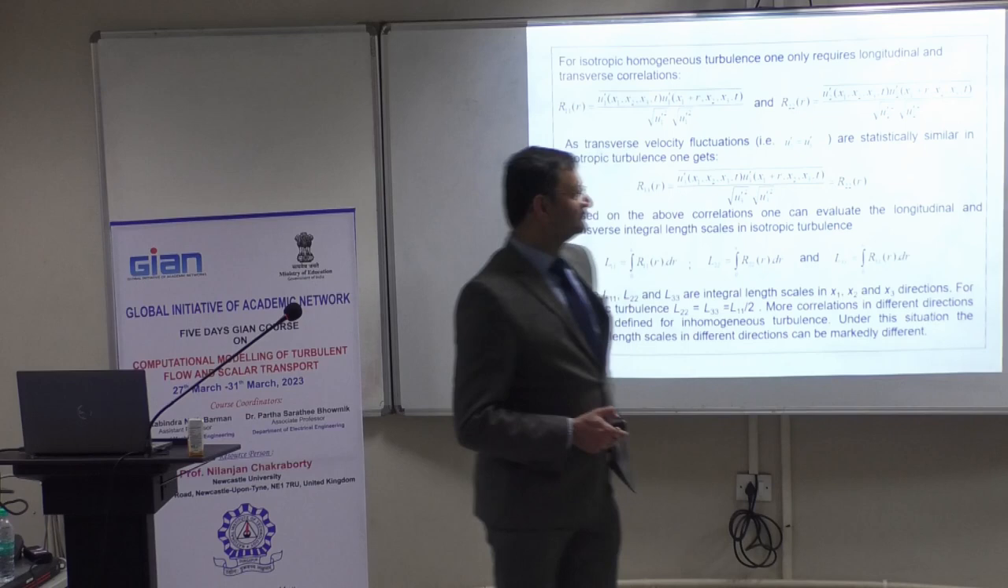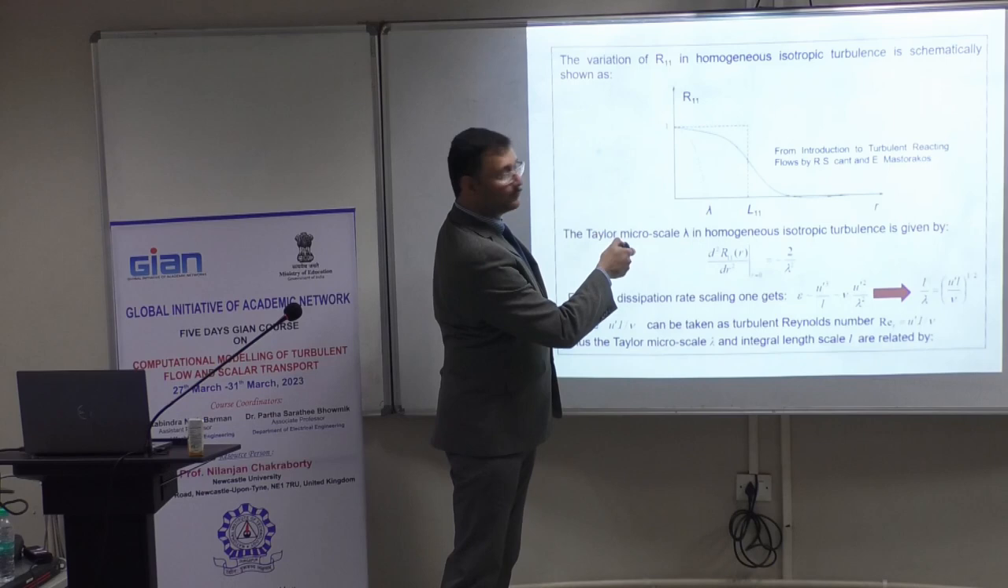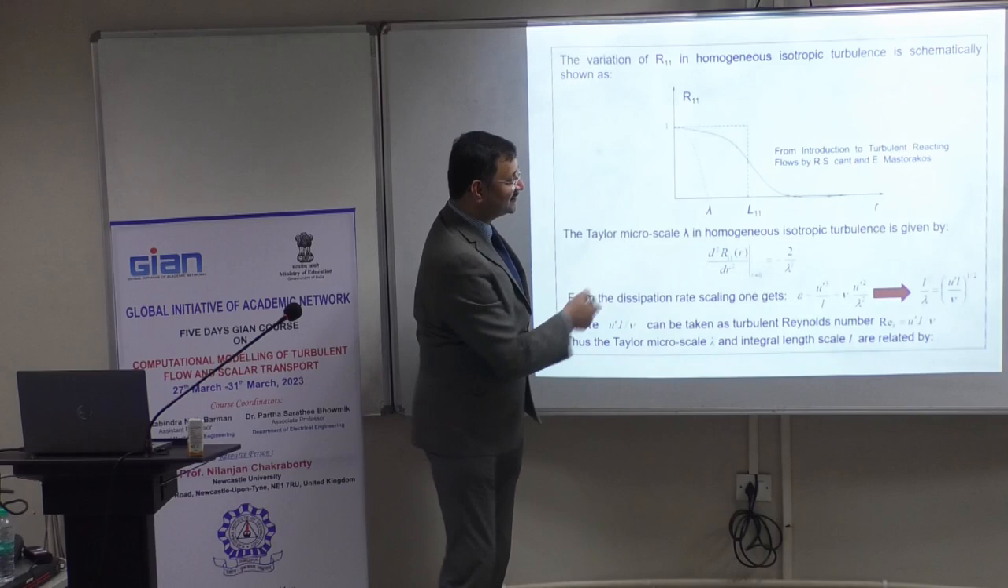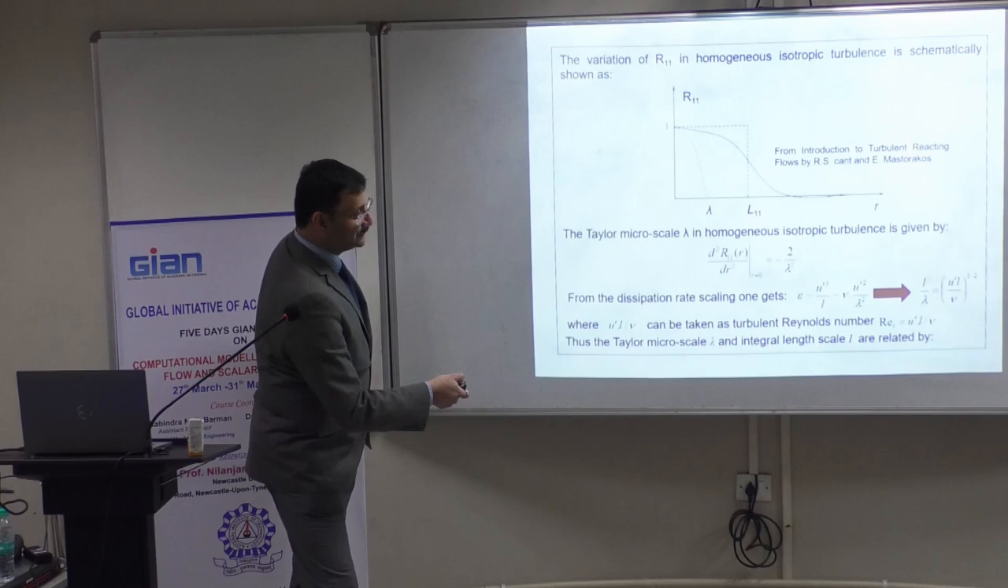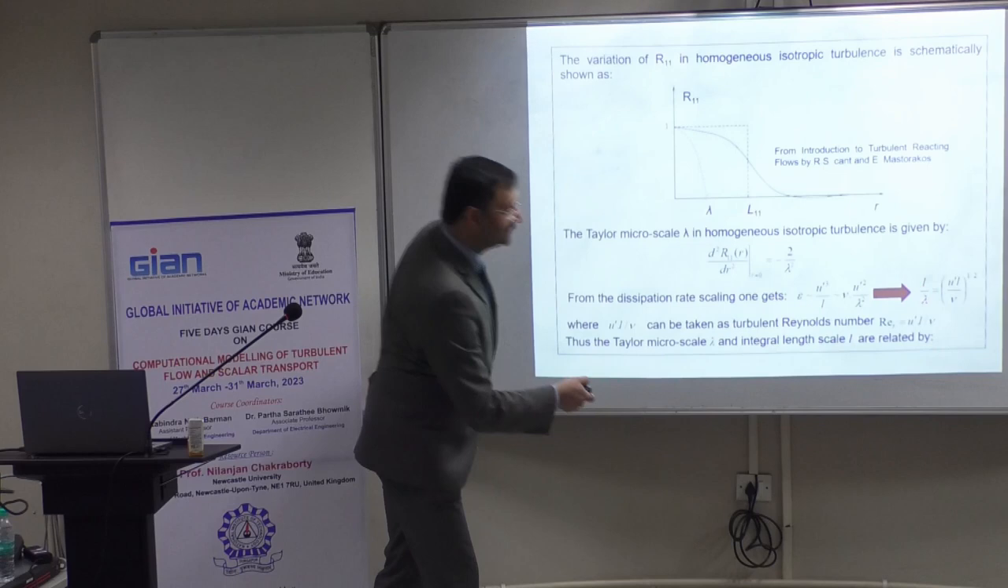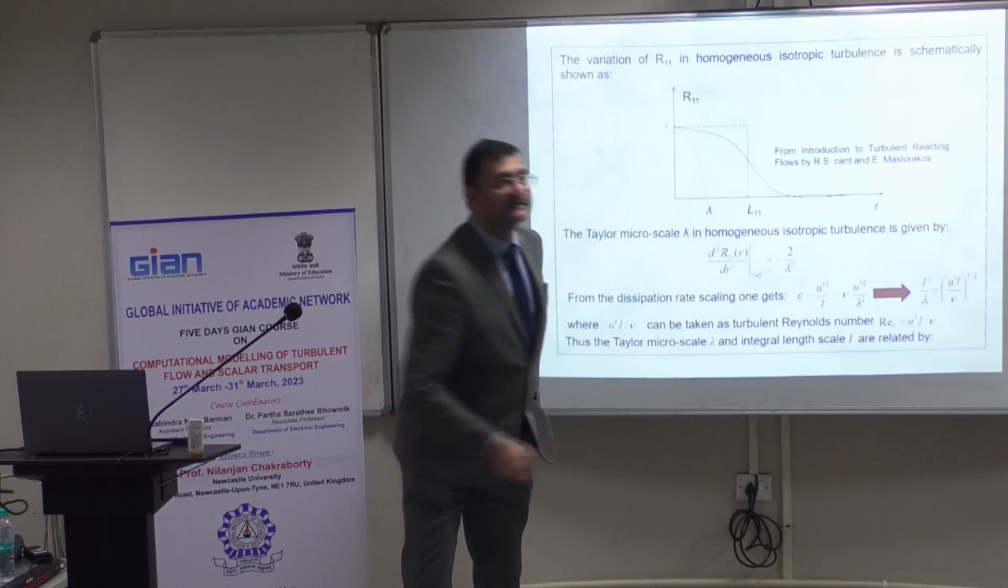Draw a parabola such that its slope is the same as the slope of this curve. Where this parabola intersects this axis, that distance is effectively a measure of the Taylor microscale. And if you consider these two scalings, you will get that the ratio of the integral length scale to the Taylor microscale varies as u prime L over the kinematic viscosity raised to the power half. This quantity in the parenthesis is like a Reynolds number. It's called the turbulent Reynolds number.